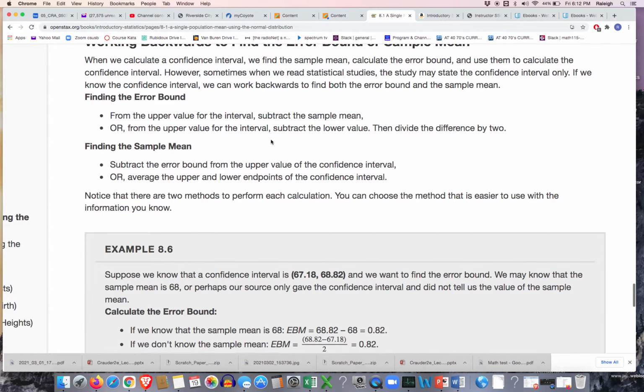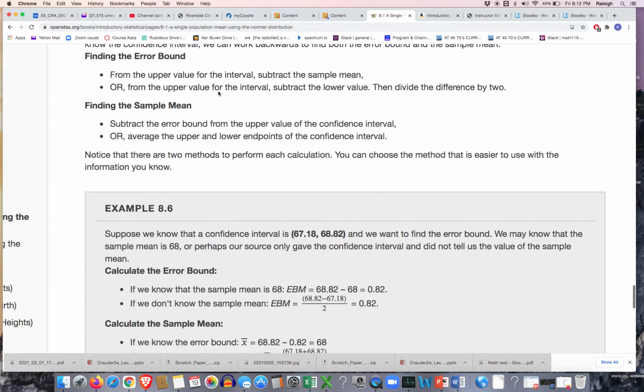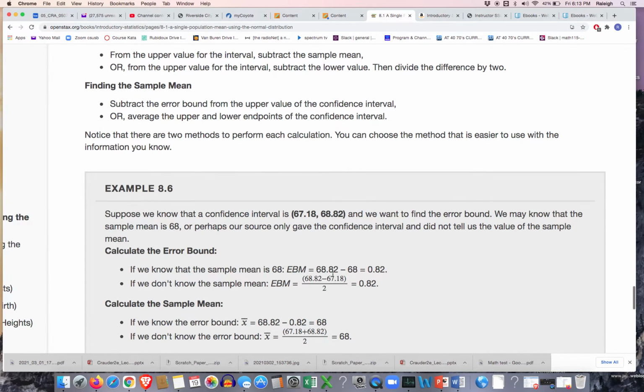So they show a few examples, and I'm not going to look at all of this. You can certainly skim through that if you'd like. But here's a given confidence interval. Okay, we'd like to find, first of all, the error. And then they also said, you might know that the sample mean is 68, which happens to be exactly halfway here. And yeah, so that would be a way to find the error bound.